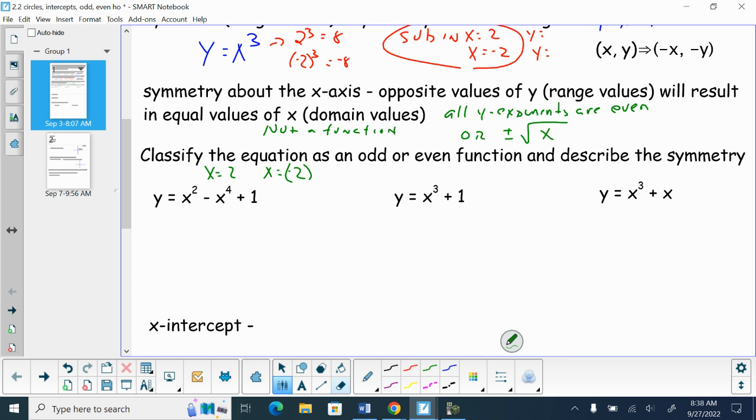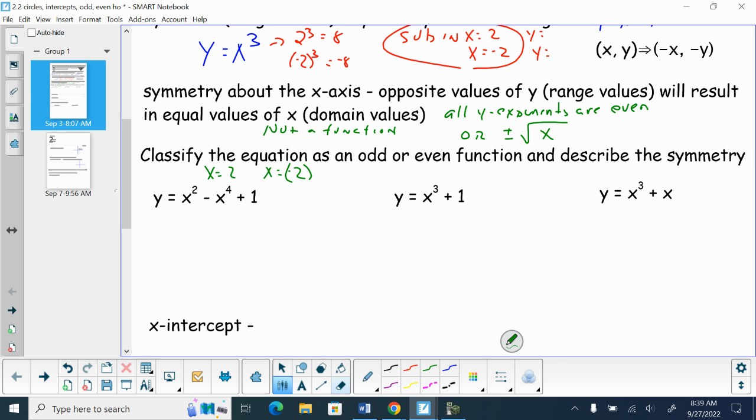The 2's are easy. I have 2 squared minus 2 to the 4th plus 1. But when you have -2 in there, you need to quantify the -2 squared minus -2 to the 4th plus the value of 1. Hit enter and then compare your answers.